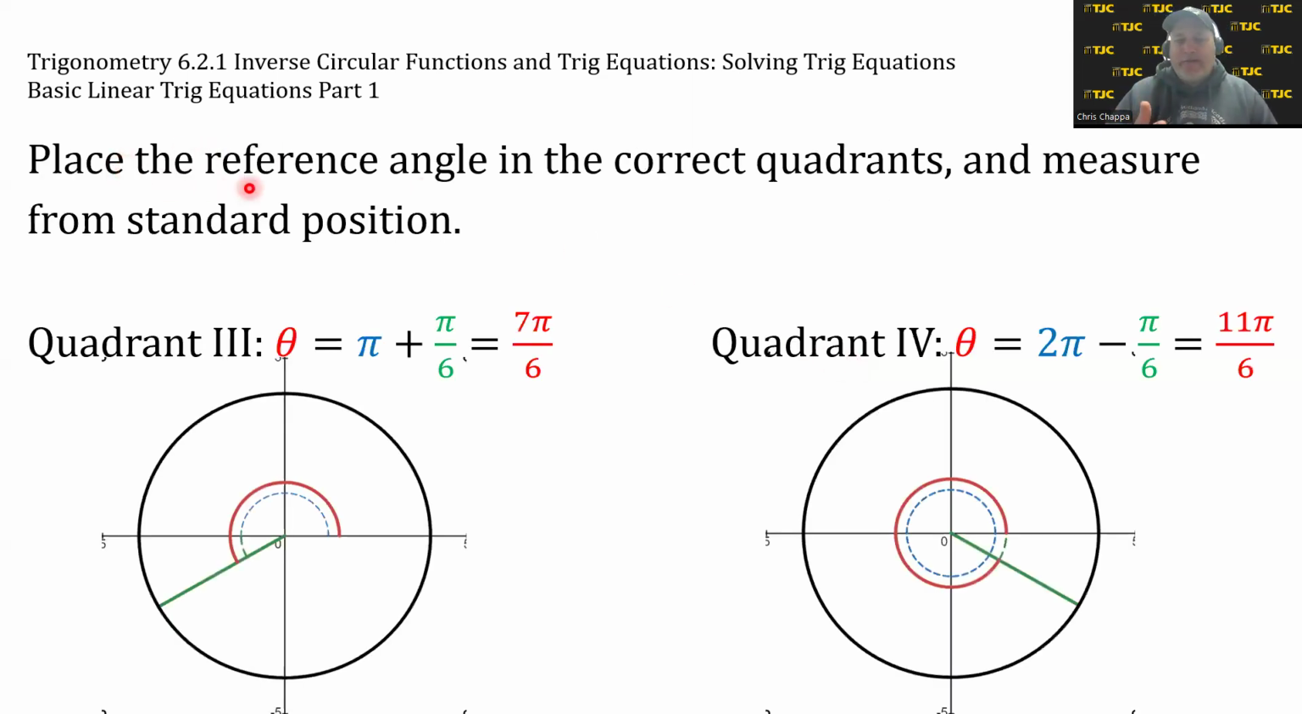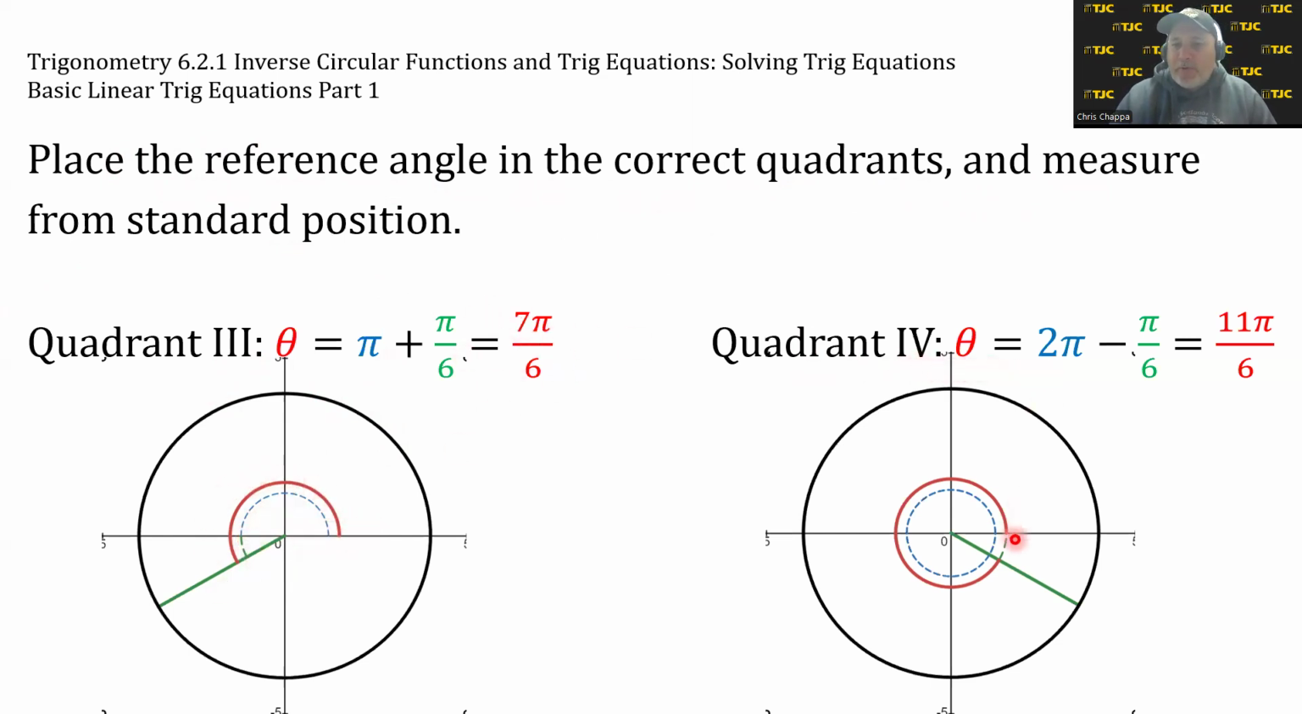After you've found the quadrants and reference angle, place the reference angle in the correct quadrants and measure from standard position. For example, in quadrant 3, if we put a reference angle of pi over 6, it's the green dotted one here, and measure it from standard position, then it's a semicircle, which is pi radians, plus pi over 6. Altogether in red, 7 pi over 6.